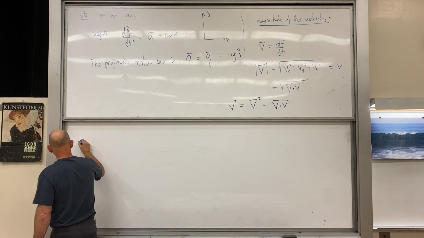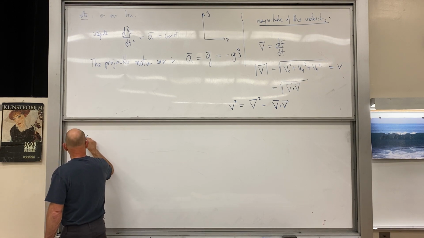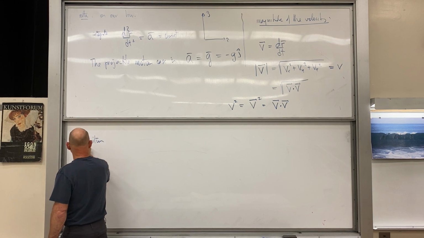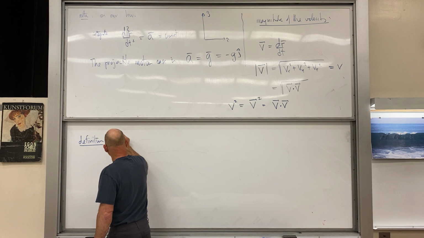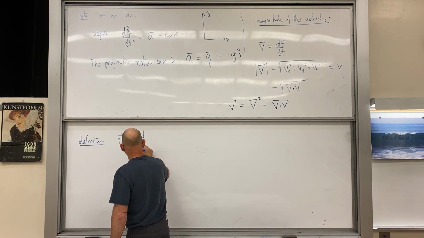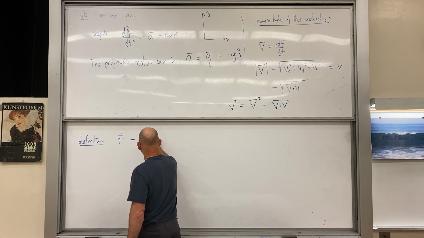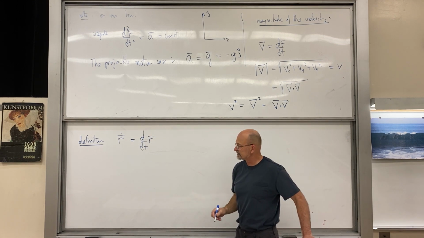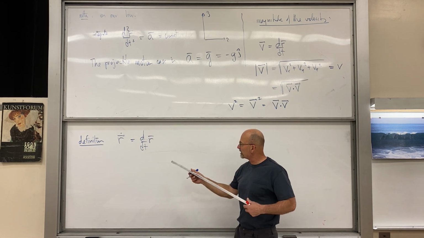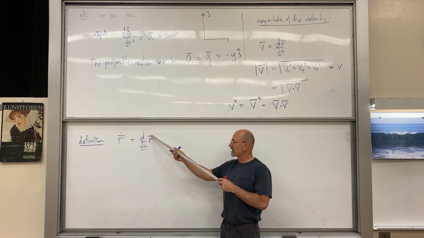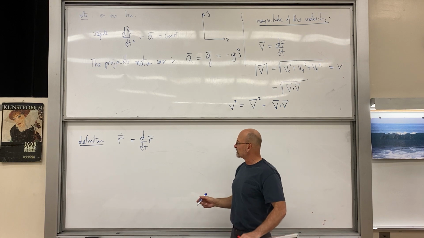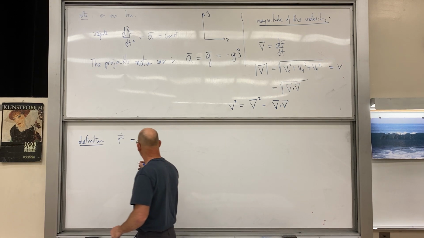Here's a definition. R vector dot refers to this time derivative here. This is so common in mechanics. We're gonna be doing a lot of it. We can actually mix it up. We just have to be comfortable with both of these.